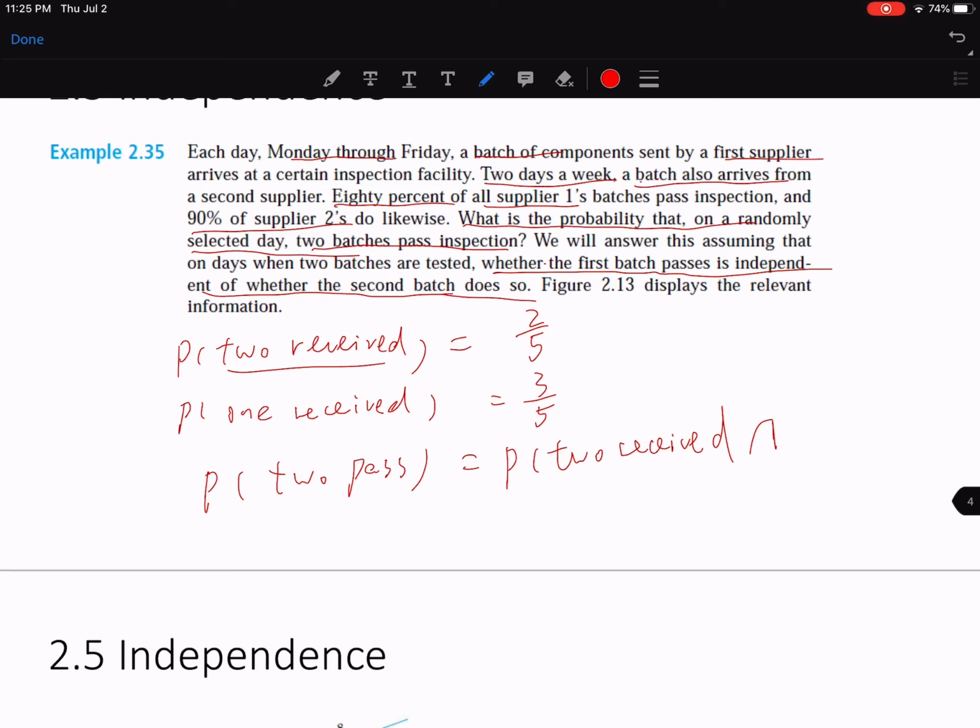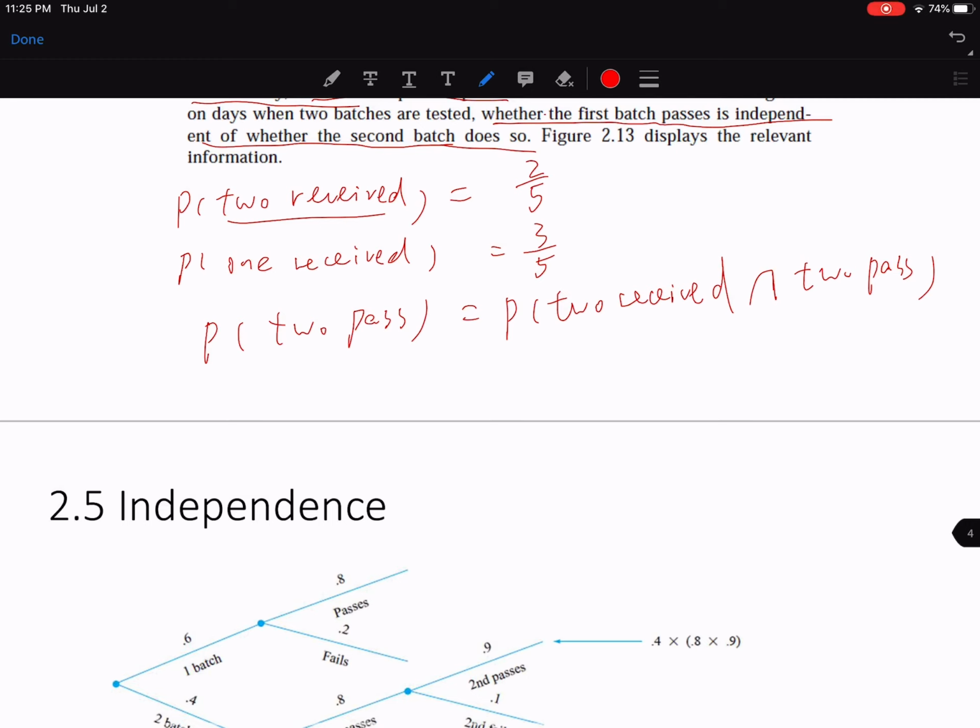Situation number 3, both of them pass. Situation number 4 is that neither of them pass. And what we want is both of them pass. So we're looking for the probability of 2 received intersection 2 pass. That's what we're looking for.